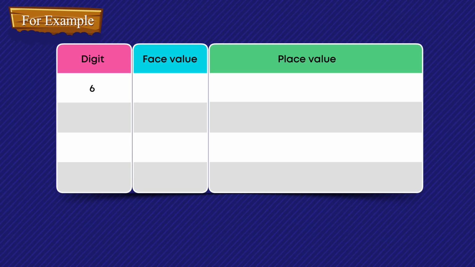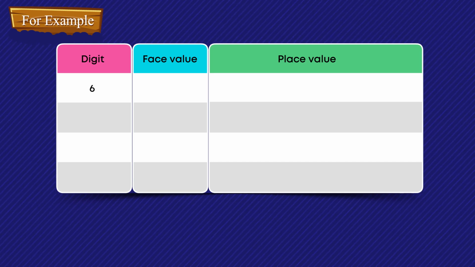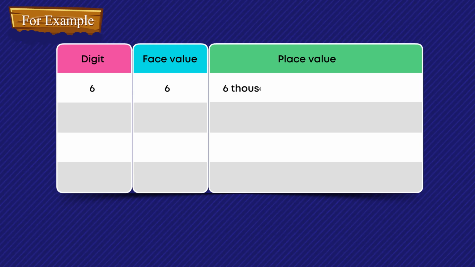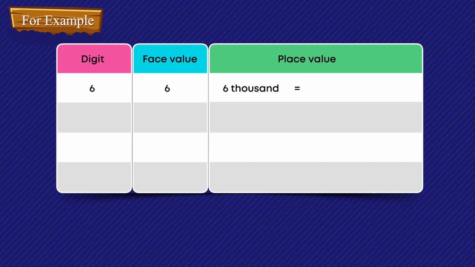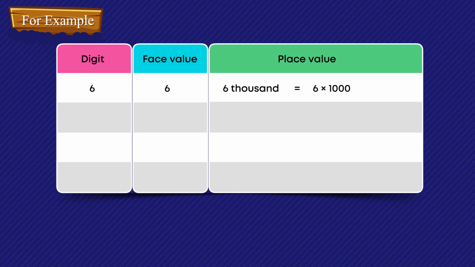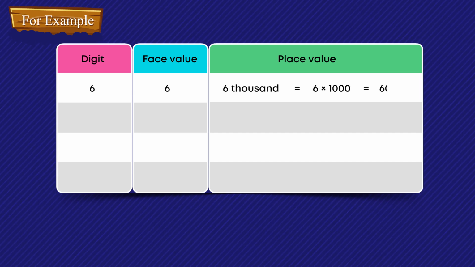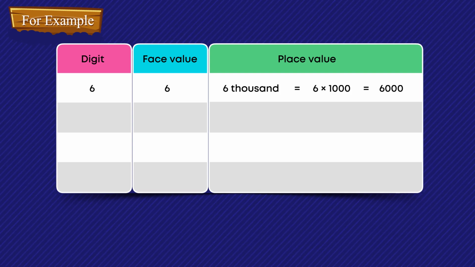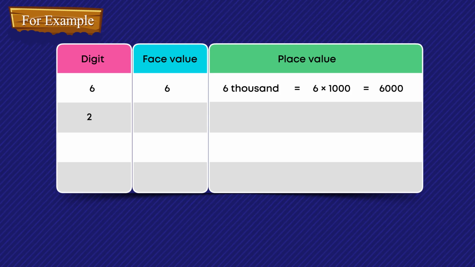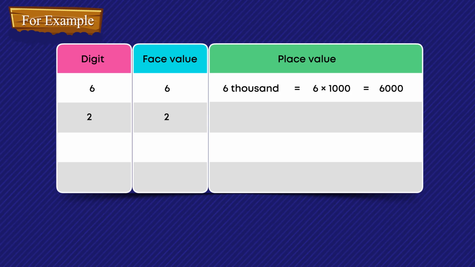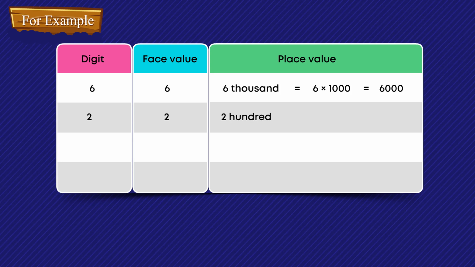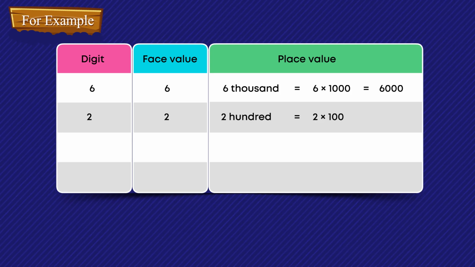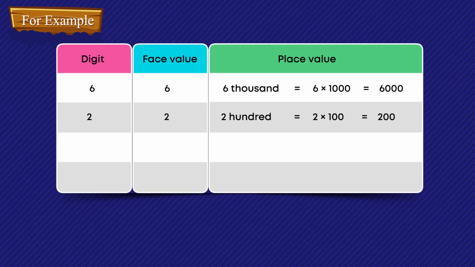Digit 6, face value 6, place value 6000 is equal to 6 times 1000 is equal to 6000. Digit 2, face value 2, place value 200 is equal to 2 times 100 is equal to 200.